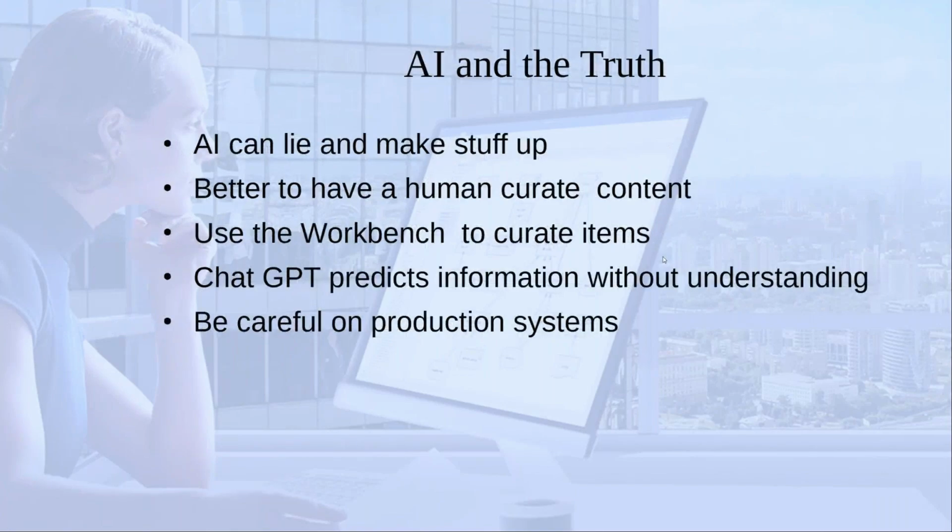So AI can lie and make stuff up. It's better to have a human involved in the process to curate content. Within Enterprise Architect, we use the Workbench to curate items, and ChatGPT predicts information without necessarily understanding what it's saying. So you need to be careful on production systems.